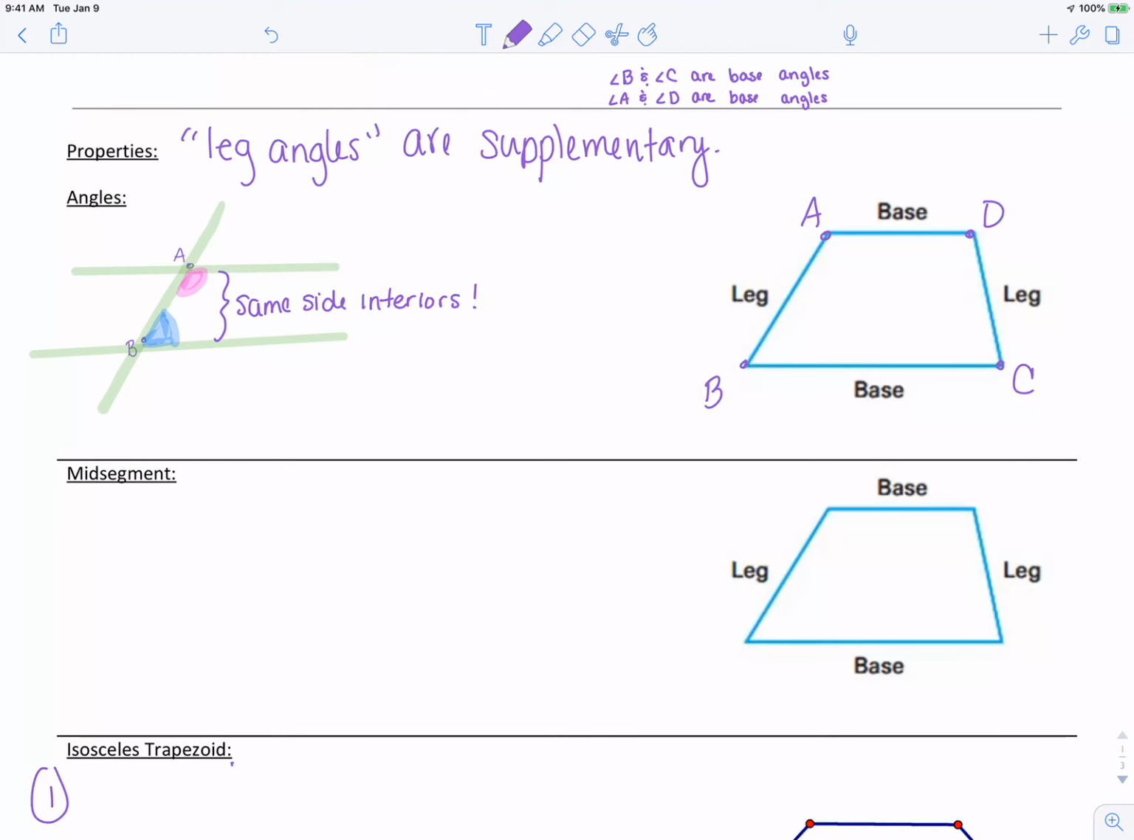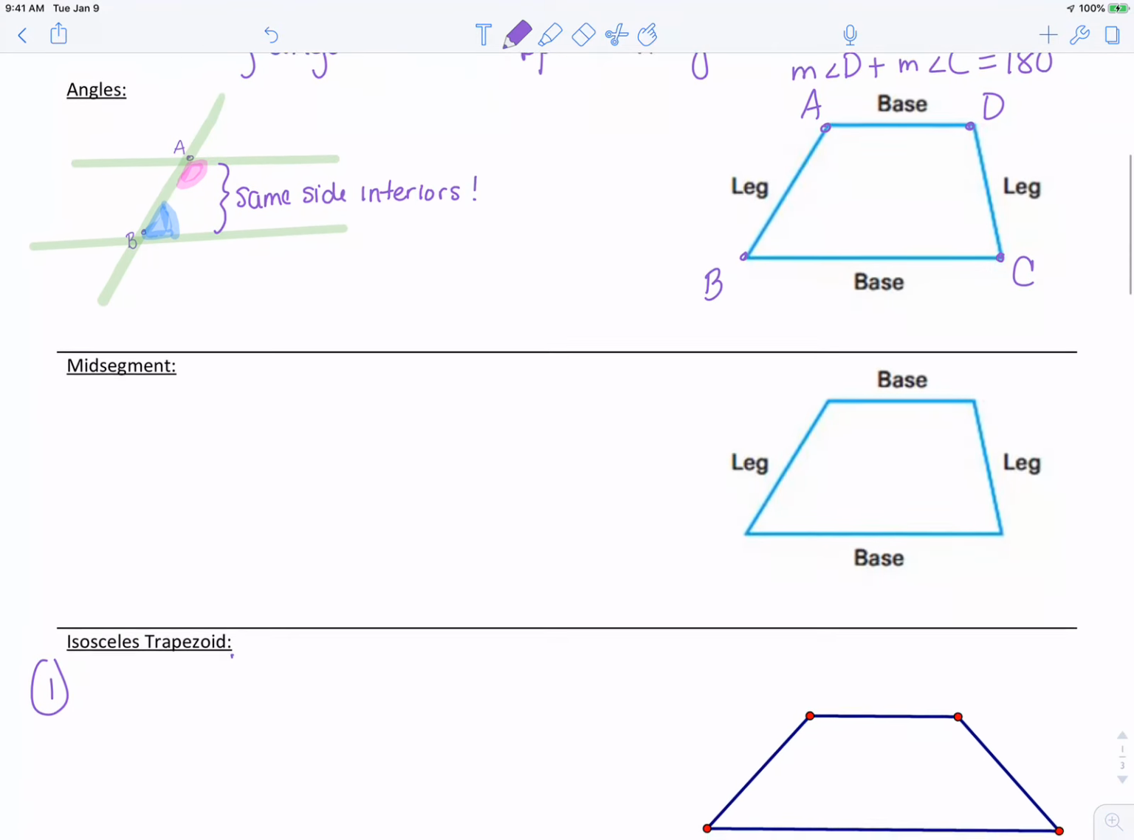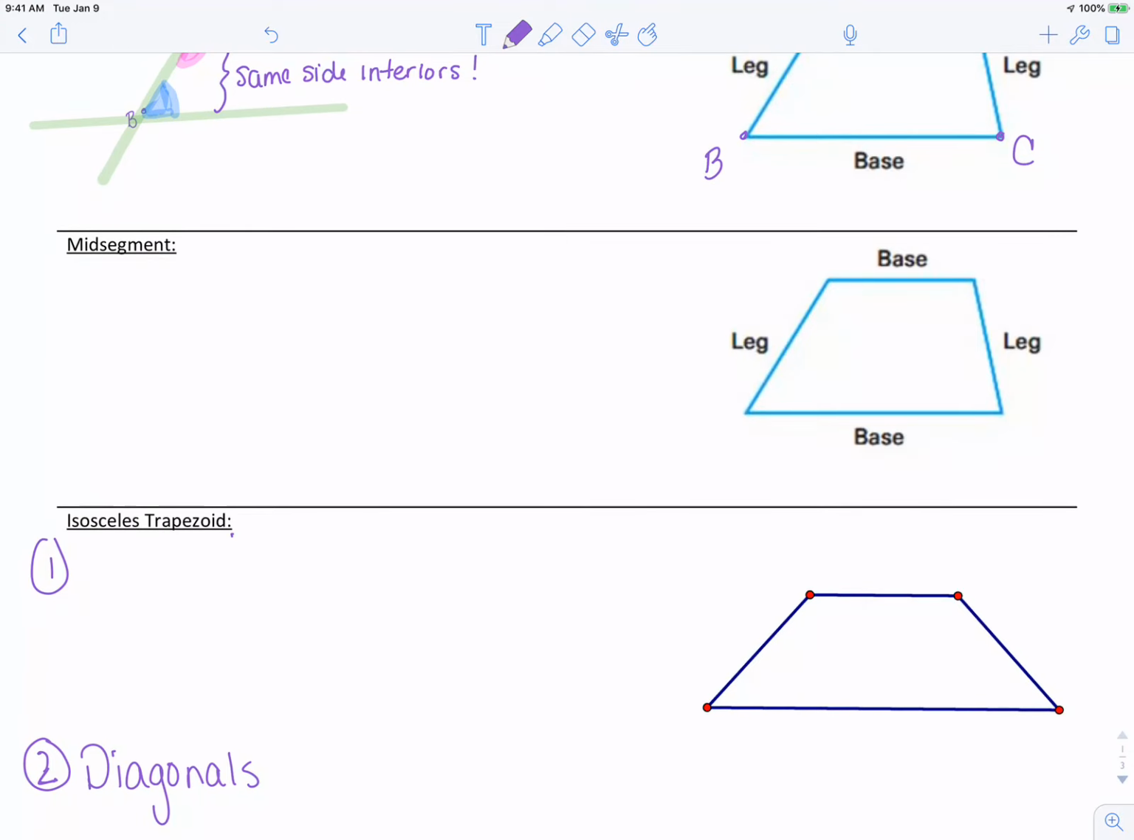That means that the measure of angle A added to the measure of angle B equals 180. That's how you would set up a problem with those two angles. And we have another pair of leg angles, D and C, so you could also say the measure of angle D plus the measure of angle C equals 180 degrees. That's the angle property that goes with the general trapezoid.